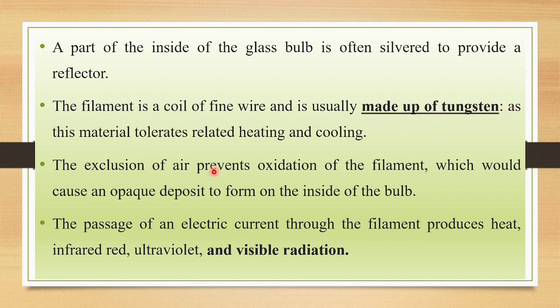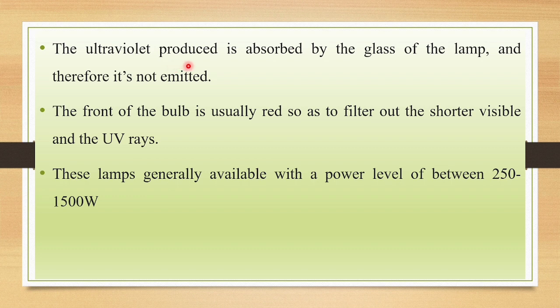The exclusion of air prevents oxidation of the filament, which would cause an opaque deposit to form on the inside of the bulb. The passage of an electric current through the filament produces heat, infrared, ultraviolet and visible radiations. The ultraviolet is absorbed by the glass of the lamp and therefore it is not emitted. The front of the bulb is usually red so as to filter out the short visible and ultraviolet rays. These lamps are generally available with a power level of between 250 and 1500 watts.